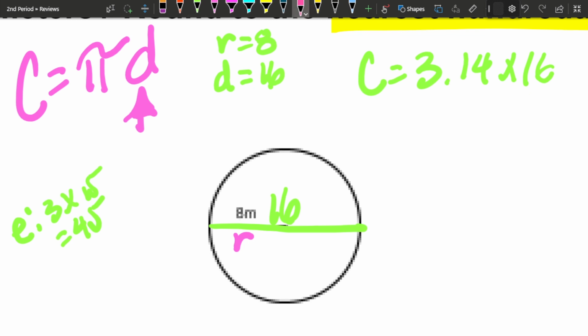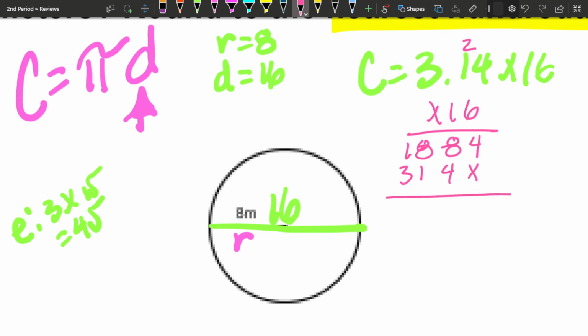So when we multiply this out, 3.14 times 16 right here, what is 6 times 4? 24. Carry the 2. 6 times 1 is 6 plus 2 is 8. And 6 times 3 is 18. Now skip this place for the second row. And since I'm multiplying by 1, all I gotta do is bring those numbers down. 4, 1, 3. Boom. This looks like a step right there.